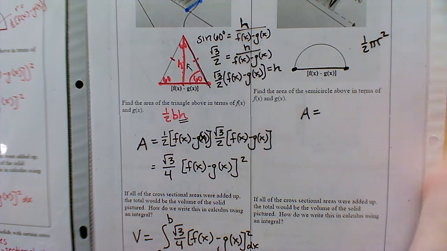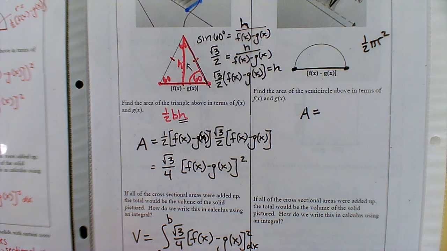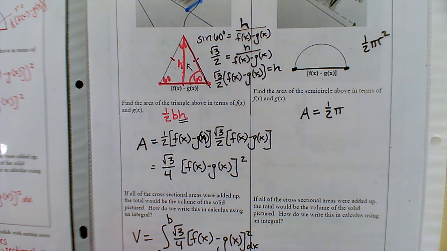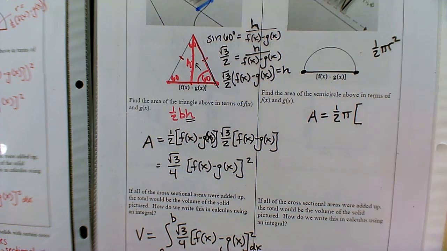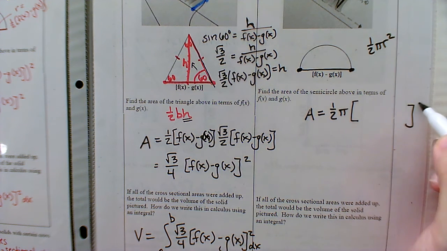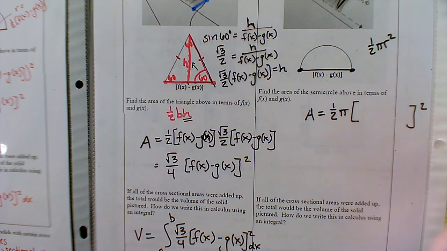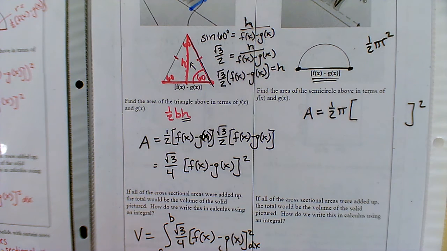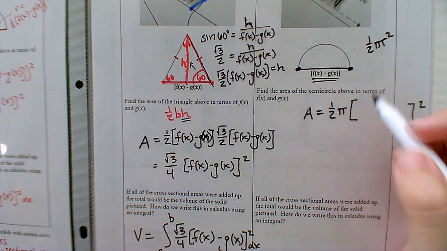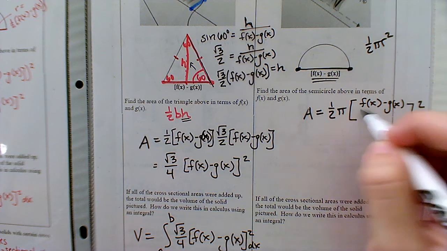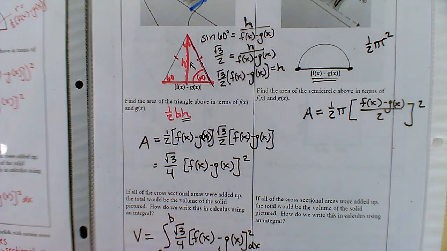1/2 pi r squared. Alright, so in terms of our semicircles, we would have 1/2 pi, and then what is the radius? Think about that. Go ahead, Cameron. Right, if f of x minus g of x is the entire diameter, we need to cut that in half. So we would have f of x minus g of x, you could say divided by 2. Maybe you want to pull that 1/2 out front.